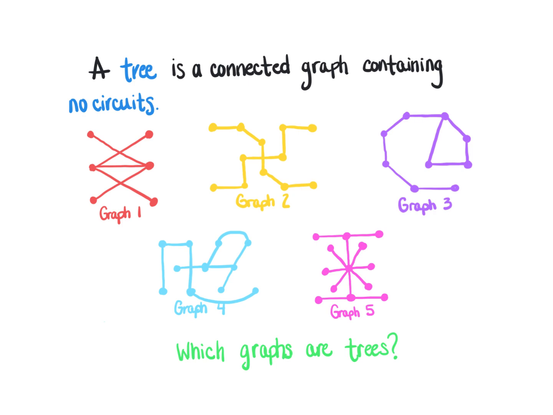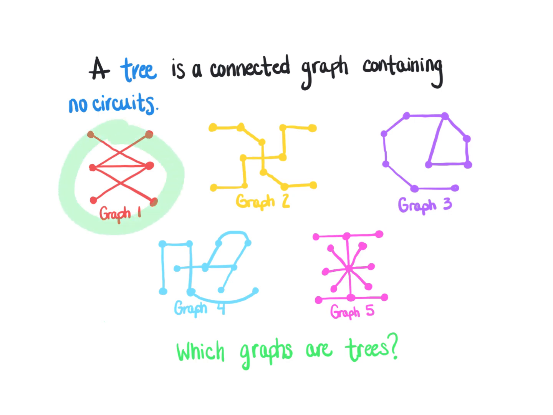So for example, for graph number 1, you can see that this is indeed a connected graph. All of these vertices are connected to all of the others in some way, shape, or form. And there are no circuits. There is no way for me to go around and come back to where I started without retracing my steps in one way or another. So this graph here is indeed a tree.